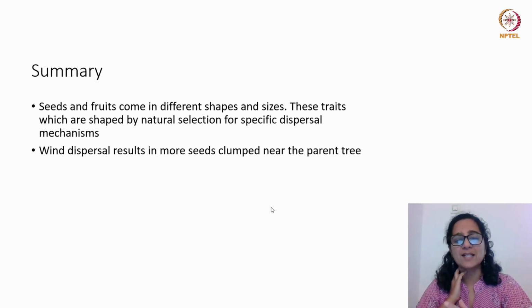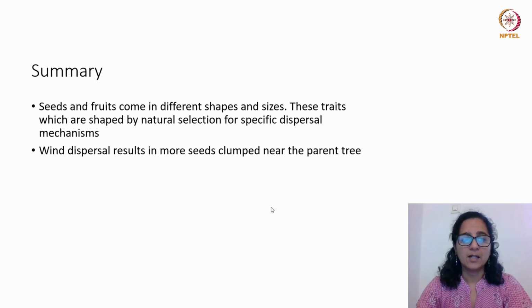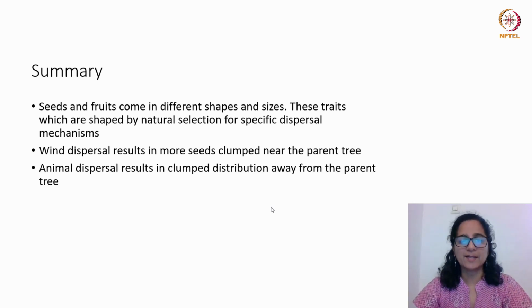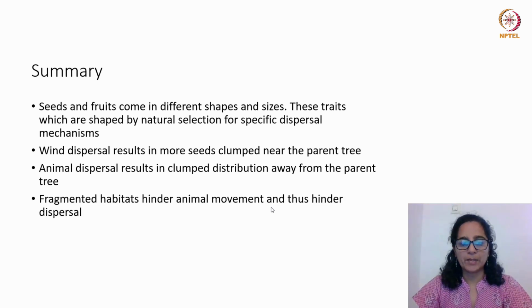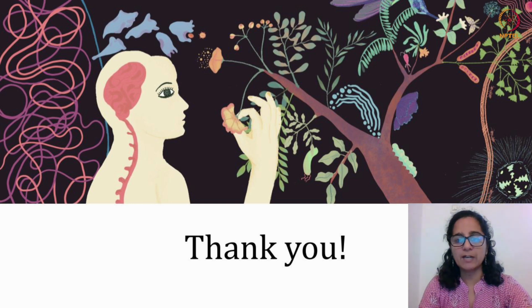Wind dispersal results in more seeds clumped near the parental tree, whereas animal dispersal results in clumped distribution away from parental trees. And finally, fragmented habitats hinder animal movement and thus hinder seed dispersal. So one has to be really careful to think about how to conserve these habitats.